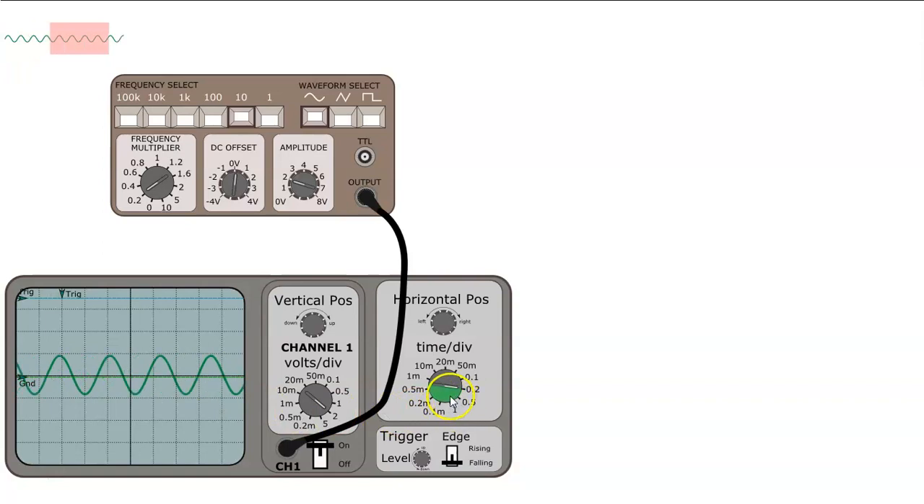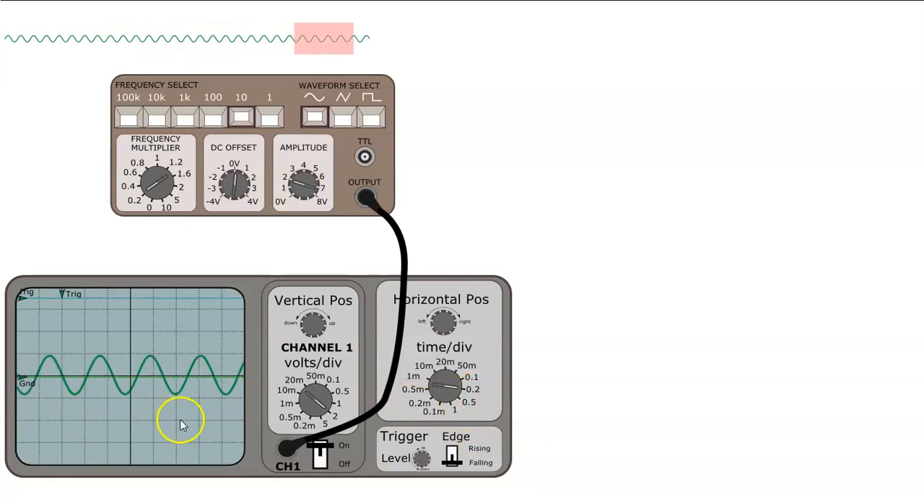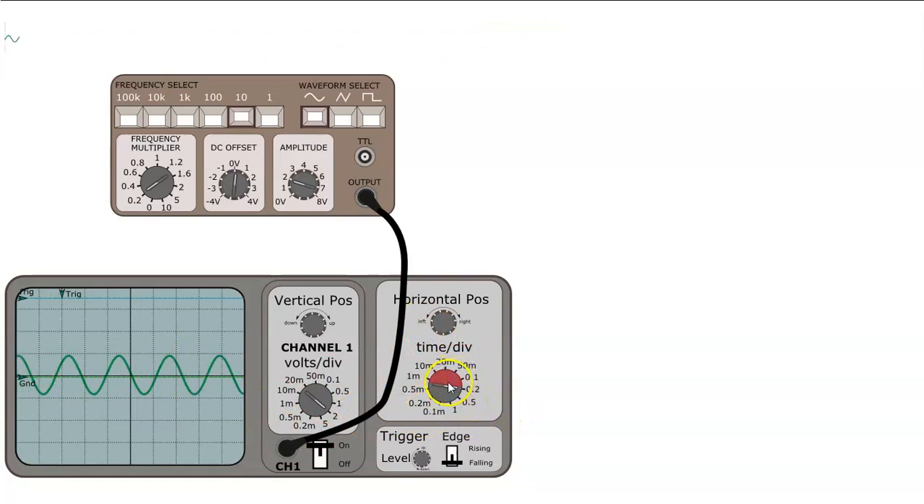We can change the time resolution using this dial. At the moment it's set to 0.2 seconds, which basically means that we have 10 boxes at 0.2 seconds per box, which means we have 2 seconds of a waveform being produced on the scope's display. If I change the dial position, we now have 1 second, because 0.1 by 10 boxes will give us 1 second of the waveform that's been produced by the signal generator.